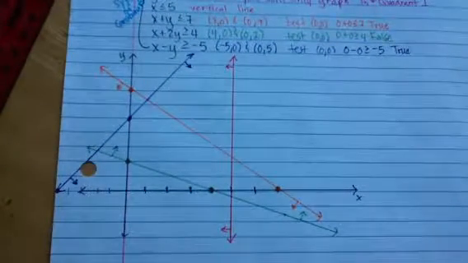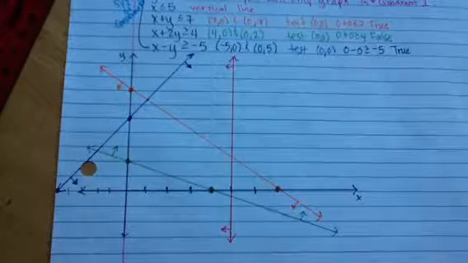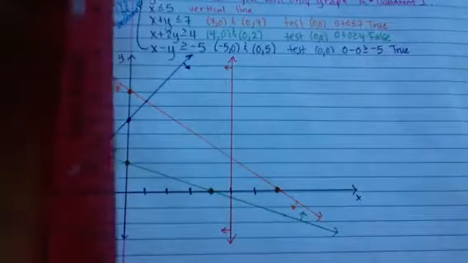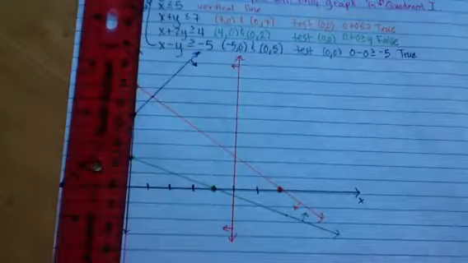Now when you shade your feasible region, make sure you remember that you're only working in quadrant 1. So I'm automatically restricted to this section here.